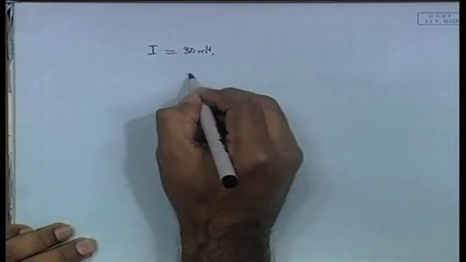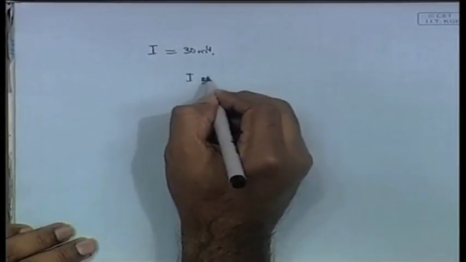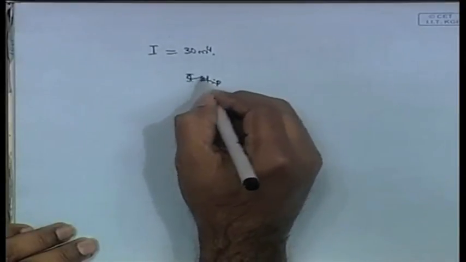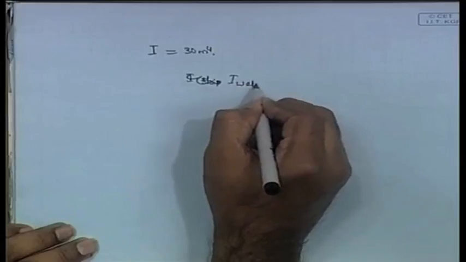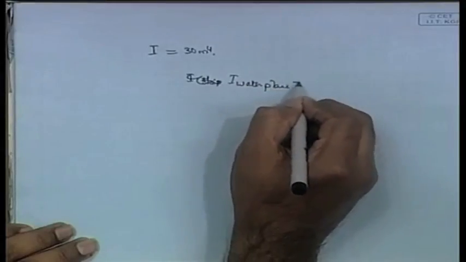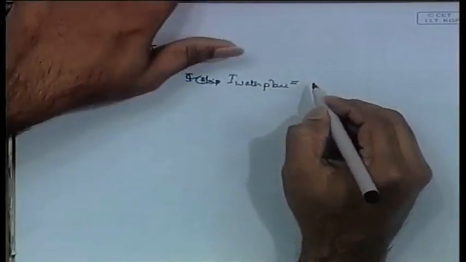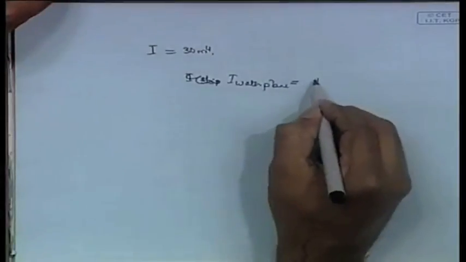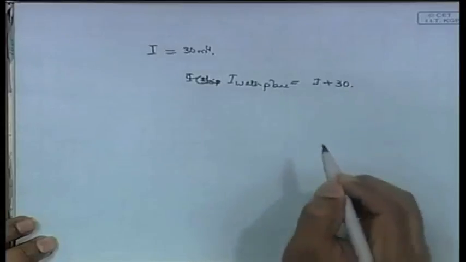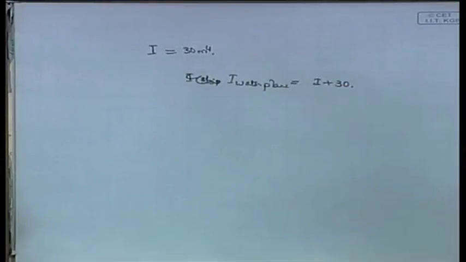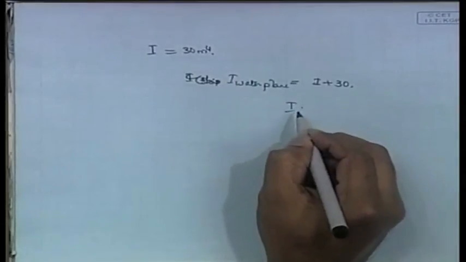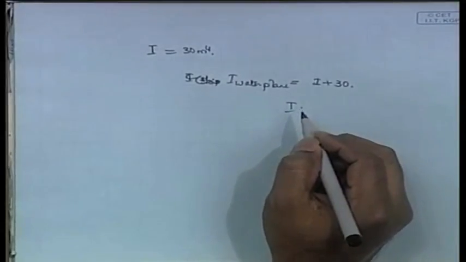To get the total I of the ship, not I of the ship, let's call it the I of the water plane. I of the water plane is therefore equal to whatever I you have got here, this final I, this summation, plus 30. So I plus 30. This gives you the total I of the water plane of the ship. This more or less ends the problem. Now it's very simple.